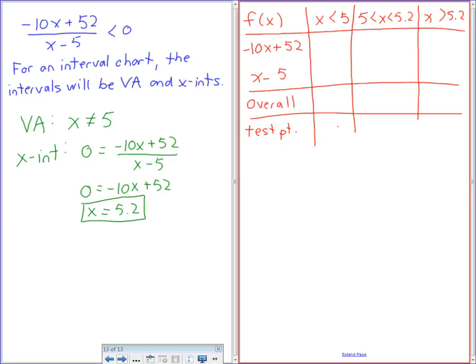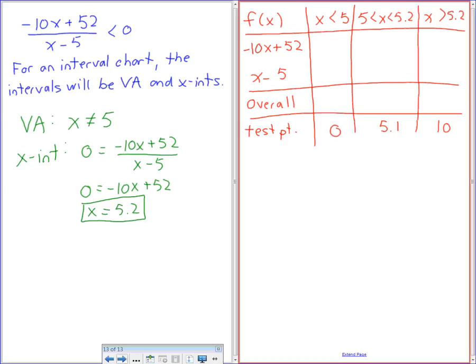My test point here is going to be easy, 0. Here I'm going to pick 10. What is a nice solid number between 5 and 5.2? 5.1 is a beautiful number right in between there. Now, we want this graph to be less than 0. So what are our successes going to be when our overall is less than 0, which is negative? I'm going to sub these numbers in right now.